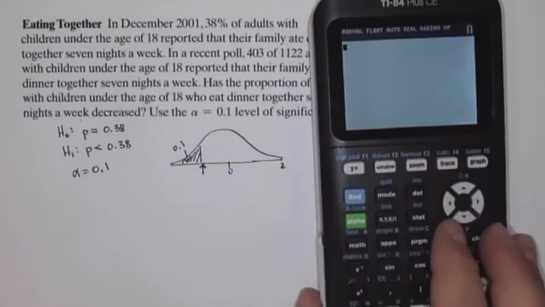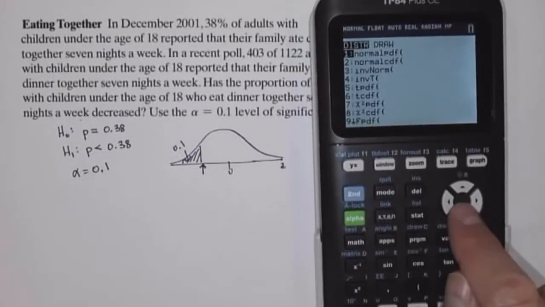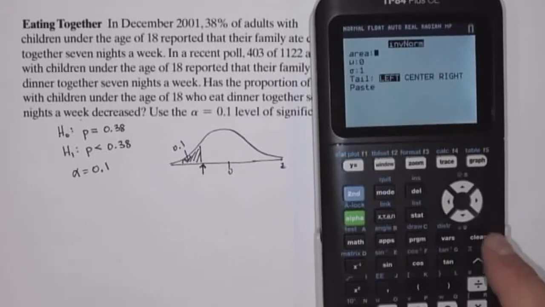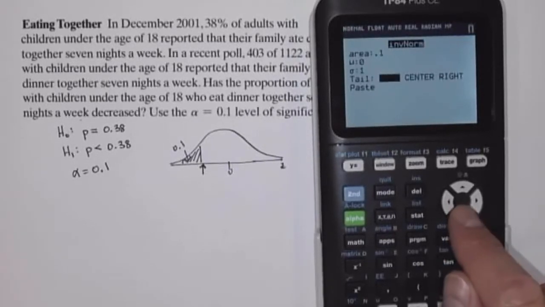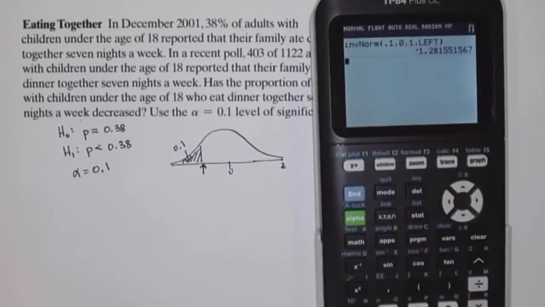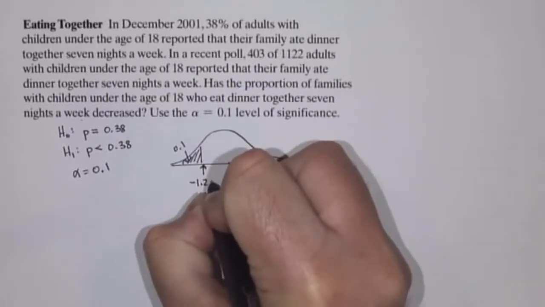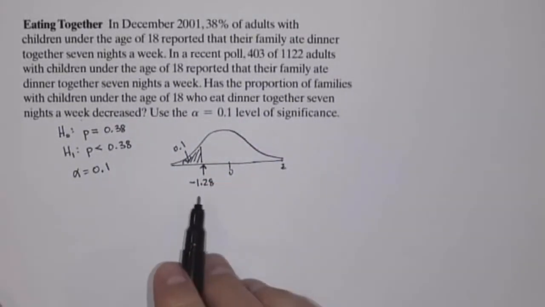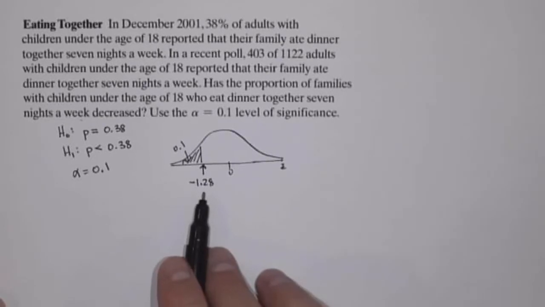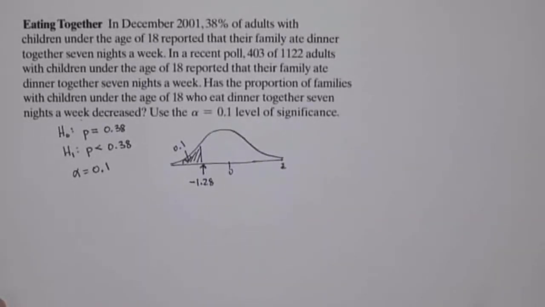So if I use my calculator, I can do inverse norm, and the area to the left is 0.1. That is the area in the left tail. So if I paste, that critical value is negative 1.28. So this critical value is negative 1.28. So if I'm using the classical approach, I do have to figure that out so that I have something to compare the test statistic against.